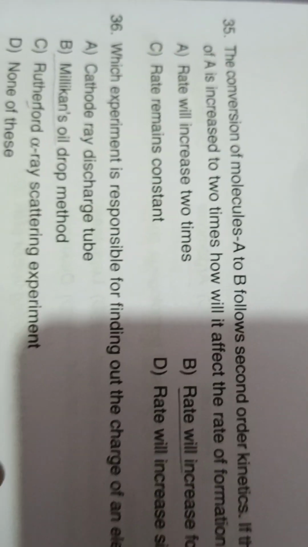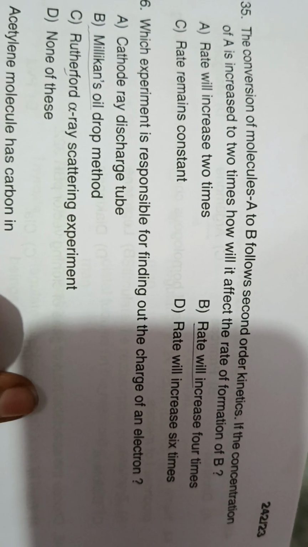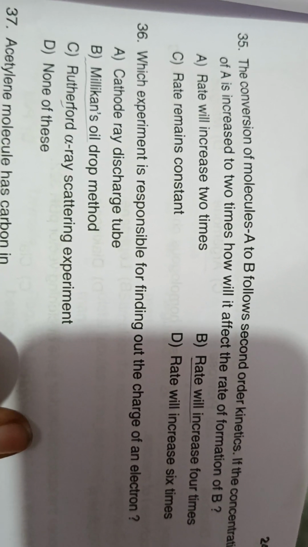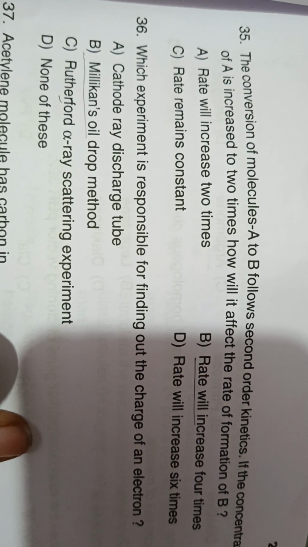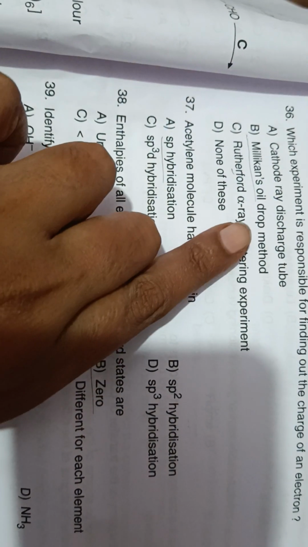Which of the following is an example of an ideal solution? Option D, benzene plus toluene. The conversion of molecule A to B follows second order kinetics. If the concentration of A is increased 2 times, how will it affect the rate of formation of B? Rate will increase 4 times. Which experiment is responsible for finding the charge of an electron? Millikan's oil drop method. Acetylene molecule has carbon in sp hybridization.